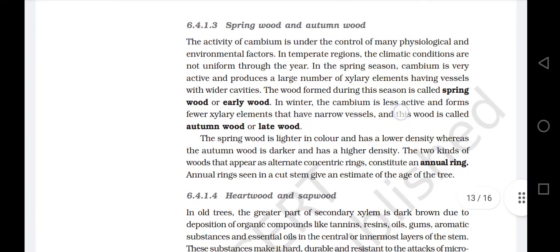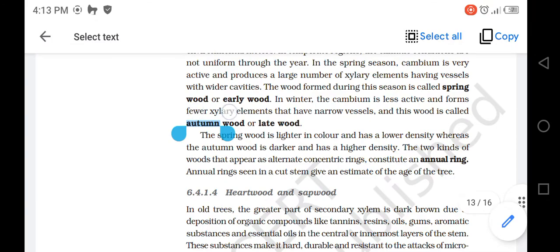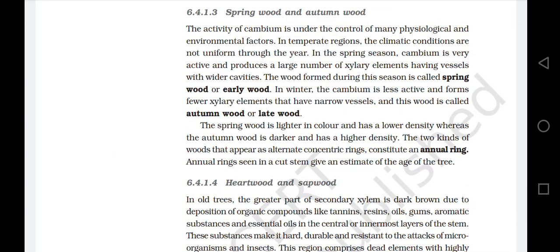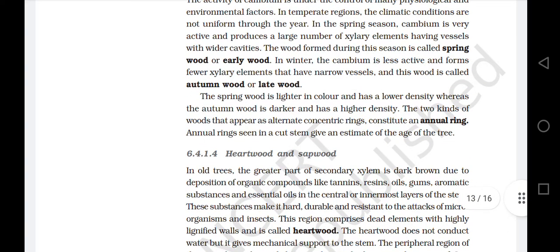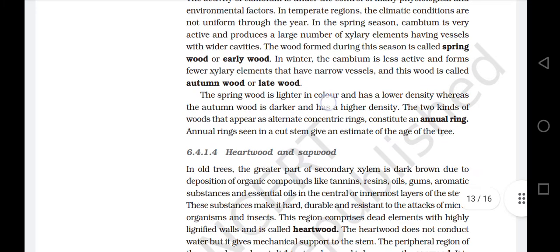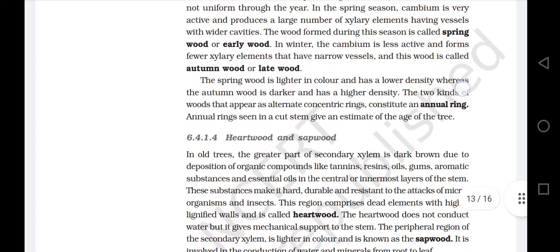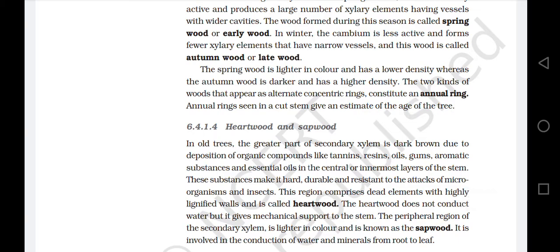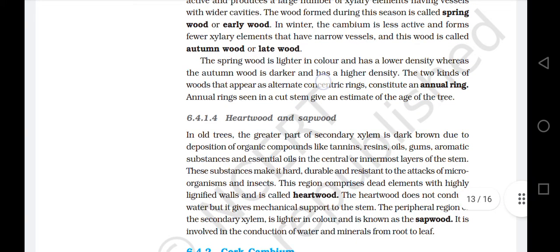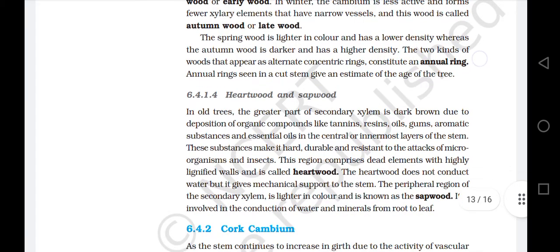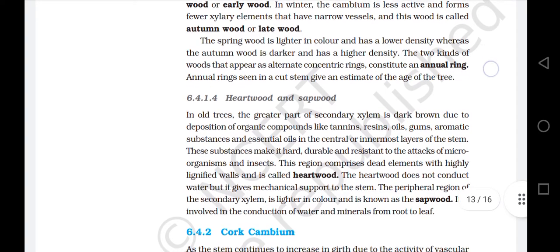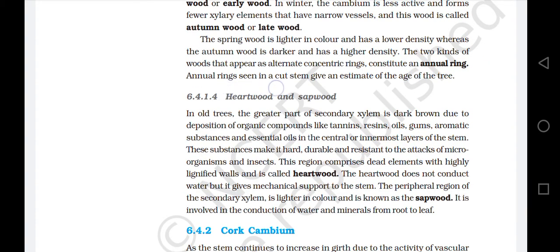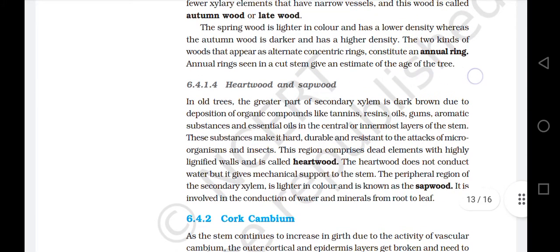In winter, the cambium is less active and forms fewer xylary elements that have narrow vessels, and the wood is called the autumn wood or late wood. The spring wood is lighter in color and has a lower density, whereas the autumn wood is darker and has a higher density. The two kinds of woods that appear as alternate concentric rings constitute an annual ring. Annual rings seen in a cut stem give an estimate of the age of the tree.